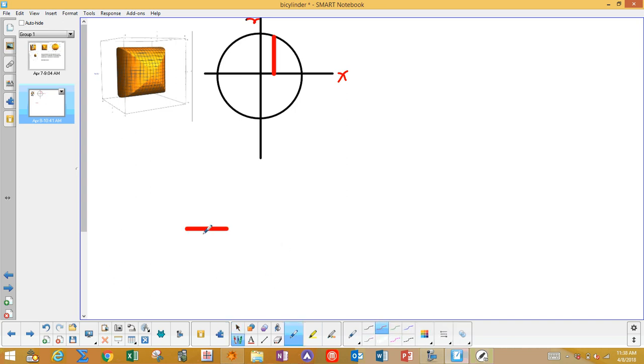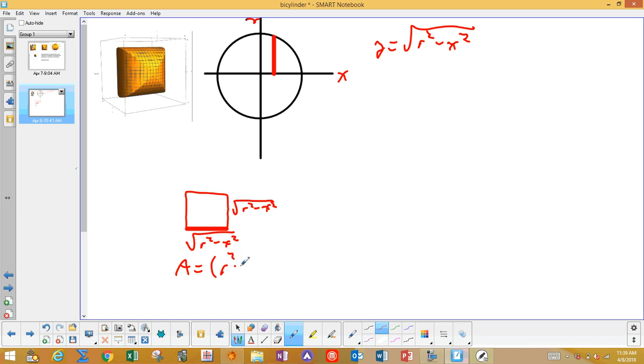And that length then, since this equation is y equals root r squared minus x squared, that's what this is. This is root r squared minus x squared. Now in this case I will have cross sections that are squares, so that's going to be here. So this side's also going to be root r squared minus x squared. So the area of that cross section is just r squared minus x squared.